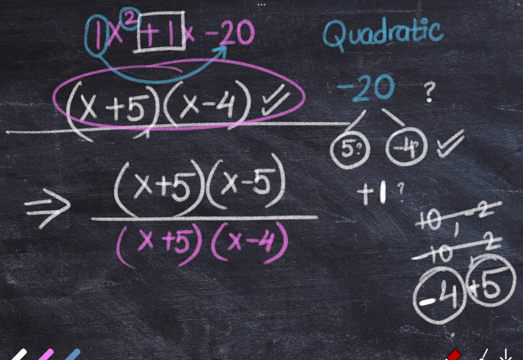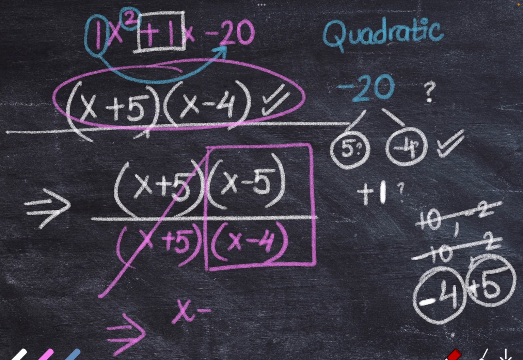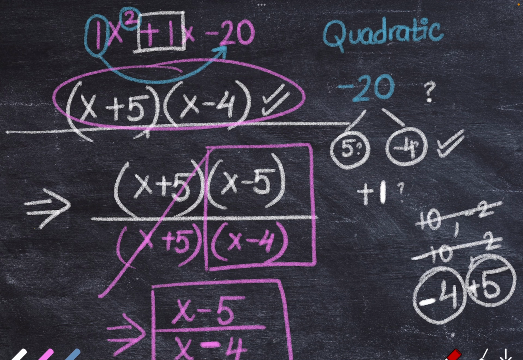Now, are there any common factors here that can cancel with each other? Yes, x plus 5 on the top and the bottom are common factors and they can cancel. Whatever I'm left with is going to be my answer because it cannot be cancelled. So my final answer is x minus 5 over x minus 4. That's the simplified, final answer.